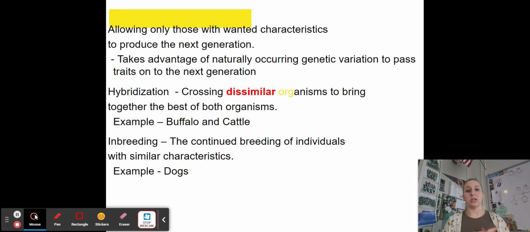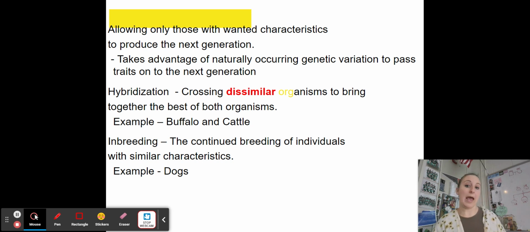The term hybridization is taking dissimilar or not similar organisms and bringing them together to make the best of both. An example of that would be taking a buffalo and crossbreeding it with cattle. Normally, we can't do that, but in this case, we can.